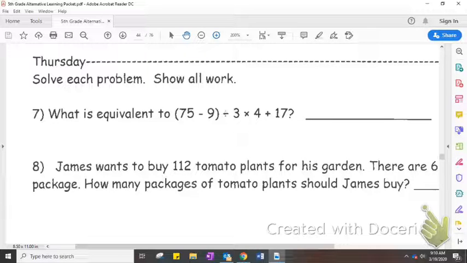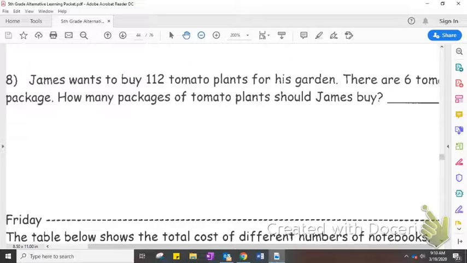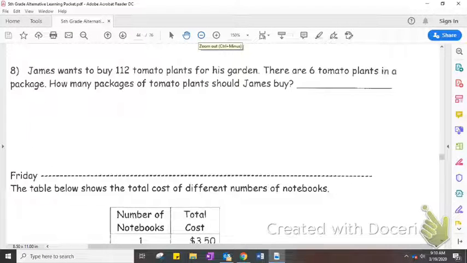Okay. Let's scroll down to see this James problem. James wants to buy 112 tomato plants for his garden. There are 6 tomato plants in a package. How many packages of tomato plants should James buy? Okay, so he needs 112 tomato plants. 6 of them fit into one package.